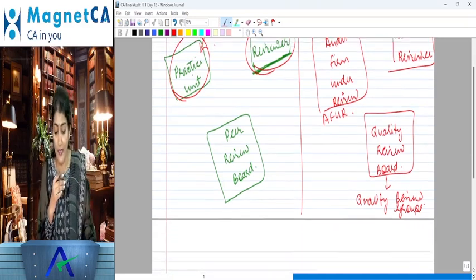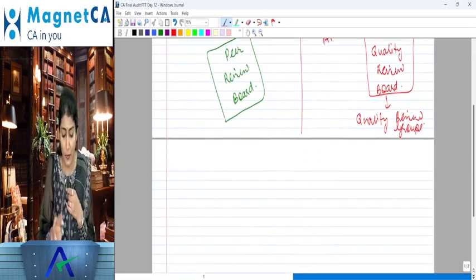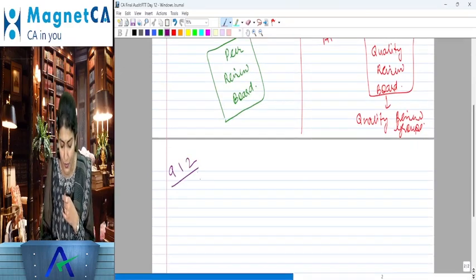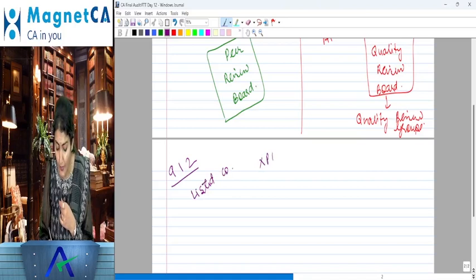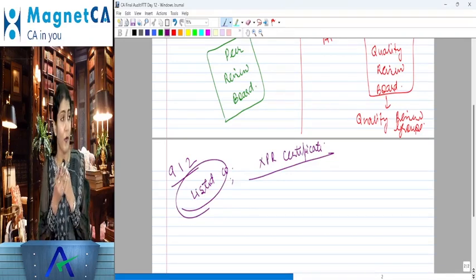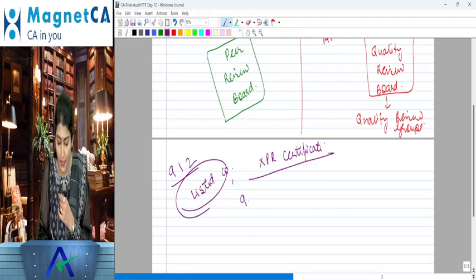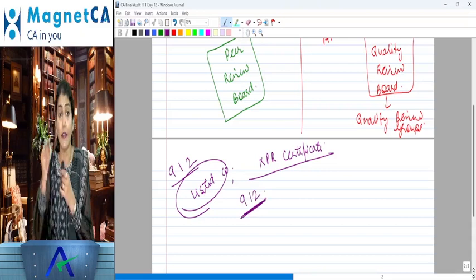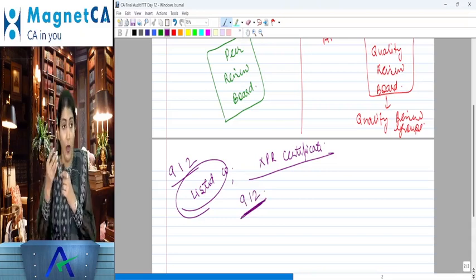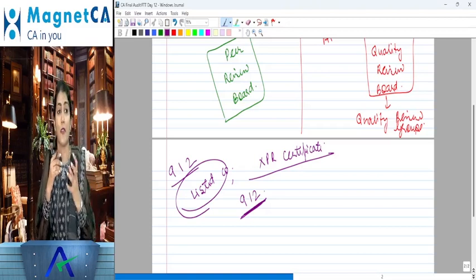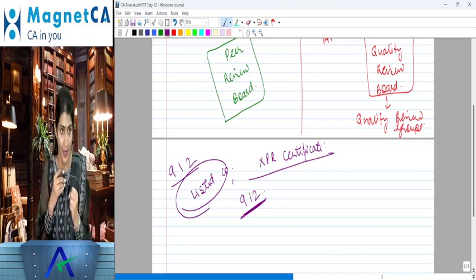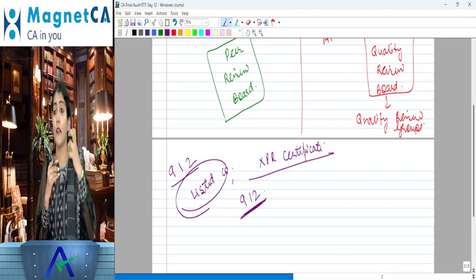Rather, when we had studied 912, what we had seen in clause 9 part 1 of the second schedule, if you want to do the audit of a listed company and you do not have a valid peer review certificate, if you do the audit of a listed entity without one, you are guilty of professional misconduct under 912. Right, so how can I get the peer review certificate? I have to undergo the peer review process of the ICAI. You understand?